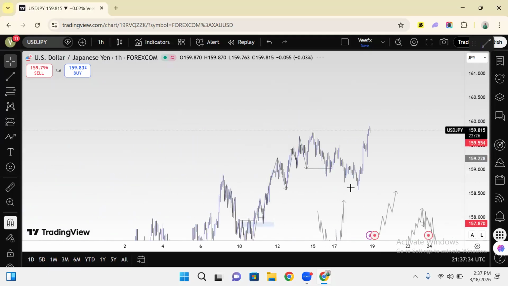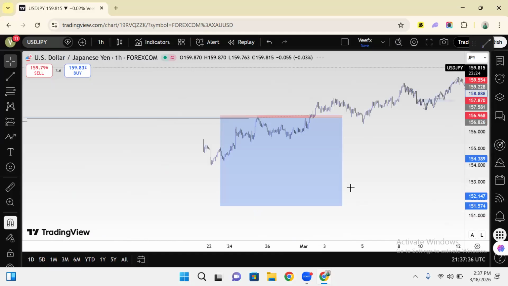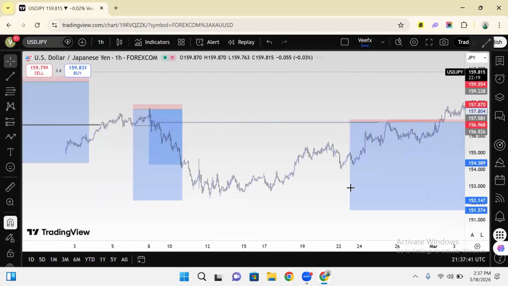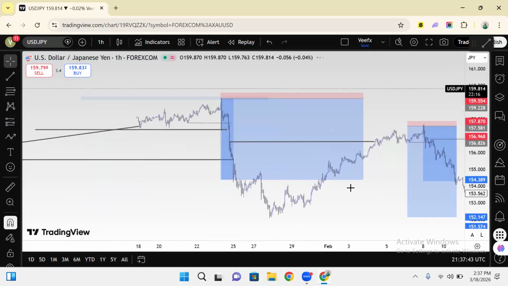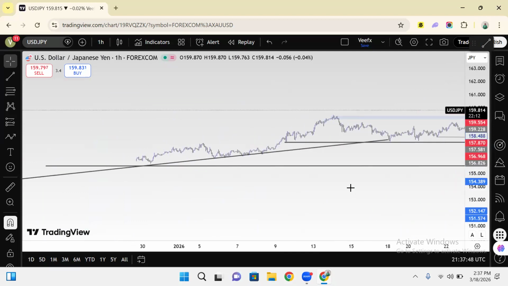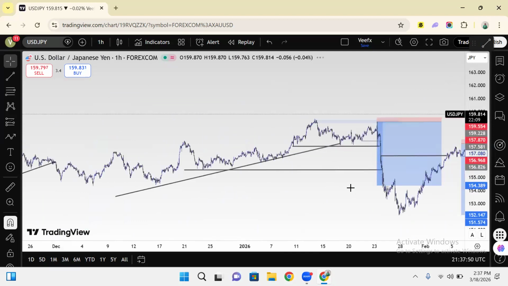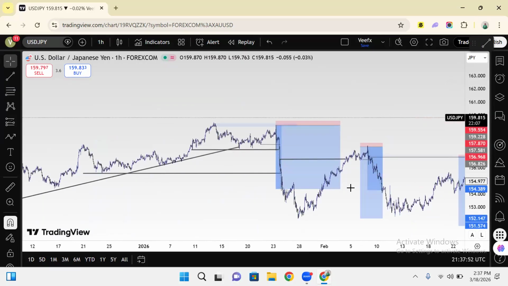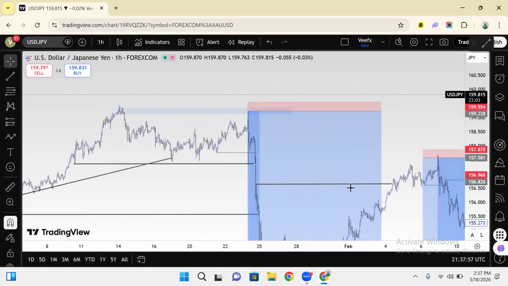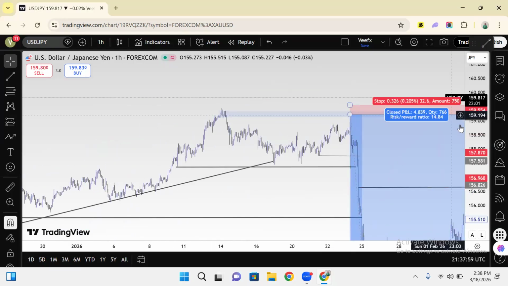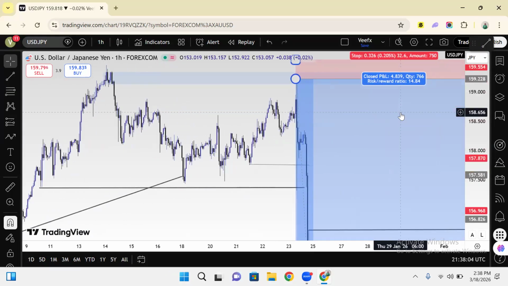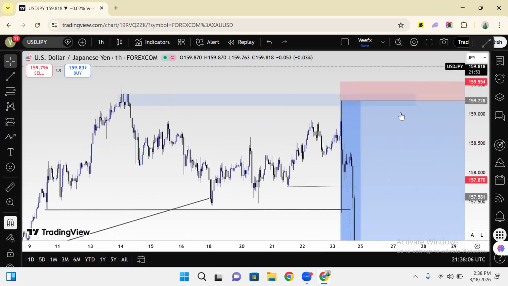Let me see if I can give an example for a market structure shift on the upside. What pair am I going to use? Okay, I think here, right? This particular trade right here, I think it was from a market structure shift, I can remember.